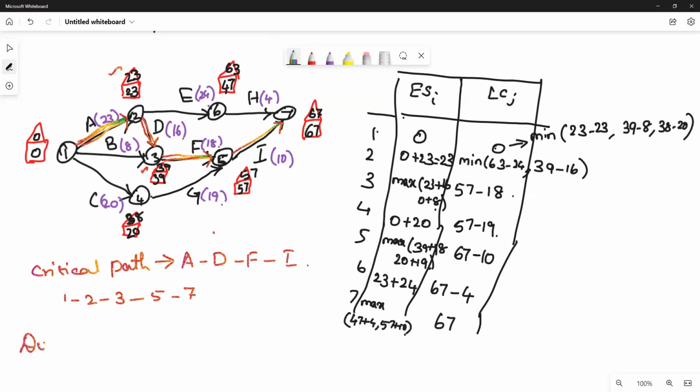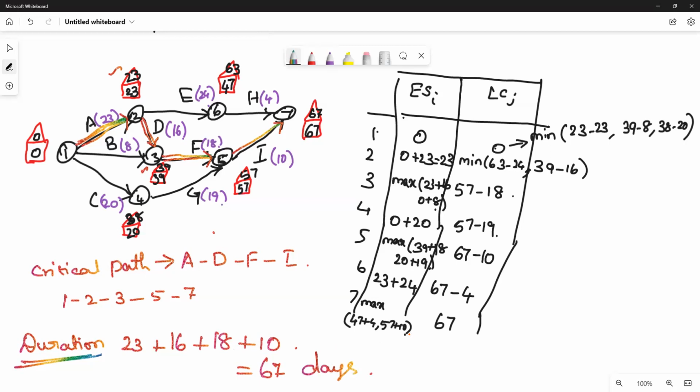Okay, let us find the total duration to complete the activity. So how will you find the duration? In that critical path, the activity duration in each path you have to add, which will give you total duration to complete the project. So 1 to 2, what is the duration? 23. 2 to 3, 16. 3 to 5, 18. 5 to 7, it is 10. Adding everything, 30, 50, 58, 64, 67. So duration is given in terms of days. So it will take 67 days to complete the project. Got it? This is critical path method.